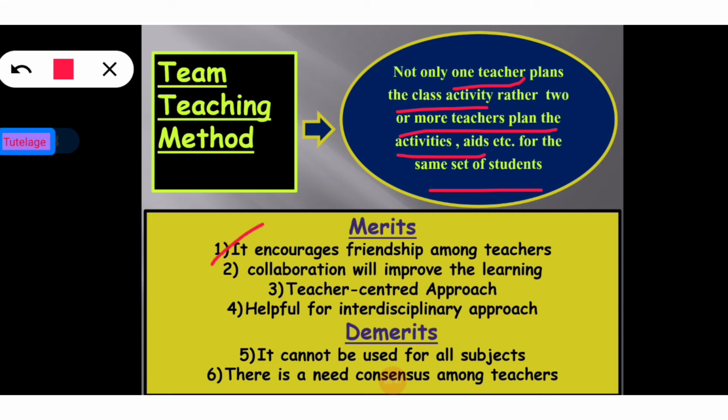It helps to encourage friendship among teachers. Basically, there are two or more teachers. Okay, so that's why it helps to encourage friendship among teachers. Now going to the second point, collaboration will improve the learning. Different teachers have different teaching styles and different ideas, so collaboration between the different teachers will improve the learning process. But the team teaching method is a fully teacher centered method.